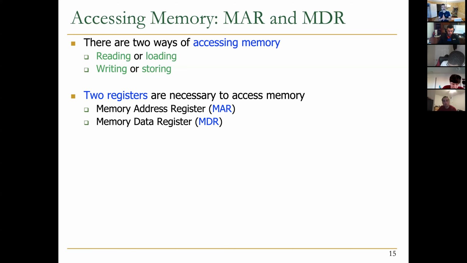And we have two registers in this von Neumann model to access the memory. You will see this in the larger model: MAR, the memory address register, and MDR, the memory data register. And we'll discuss these two a bit later.